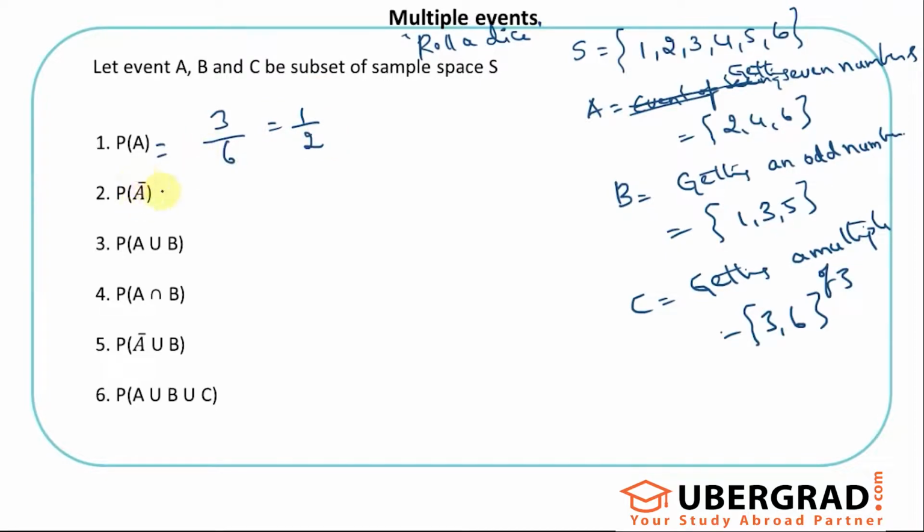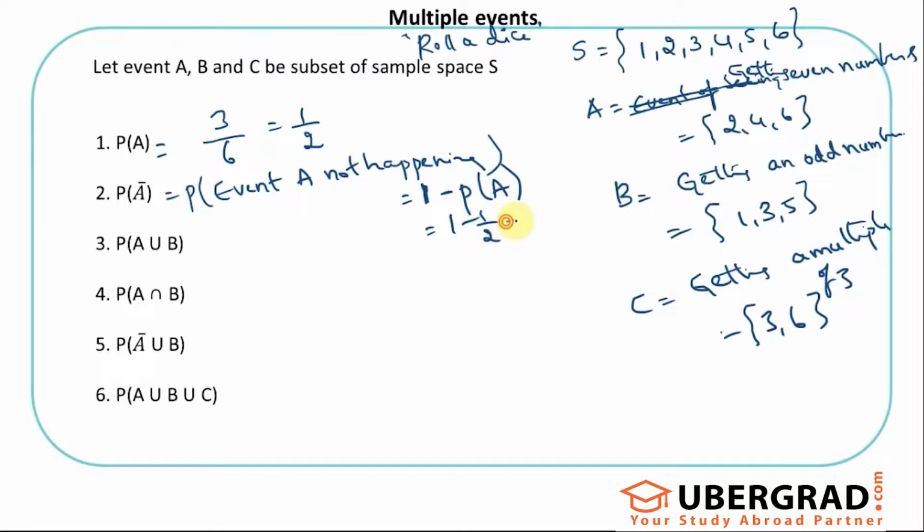P of A bar, it's basically probability of event A not happening, right? A simple way to look at this is this: the total probability is 1. So if I want the probability of event A not happening, I just have to subtract 1 minus probability of event A happening. As simple as it, right? So probability of A bar is basically saying event A not happening is calculated by using 1 minus P of A. So what is probability of A? That's 1 by 2. So 1 minus 1 by 2 is also 1 by 2 here, but yeah, that's how you calculate this.